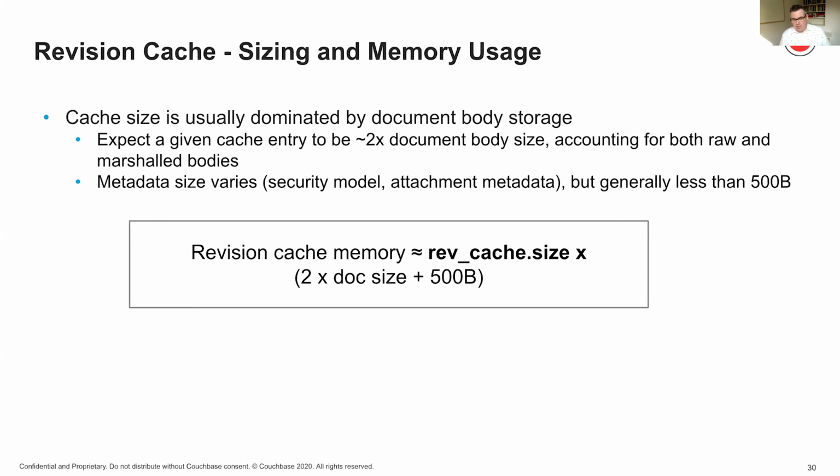So to get a ballpark of your revision cache memory usage, the maximum usage is going to look like revision cache size times 2x your average document size plus 500 bytes for the metadata. That'll let you do a back of envelope evaluation of how much memory is going to be required for the size of the revision cache.